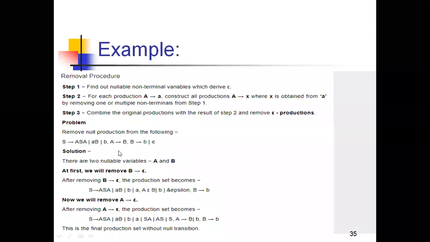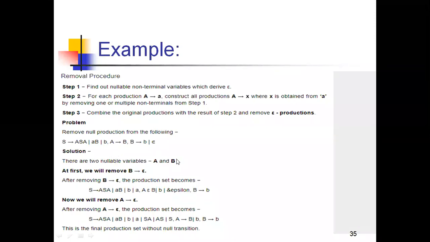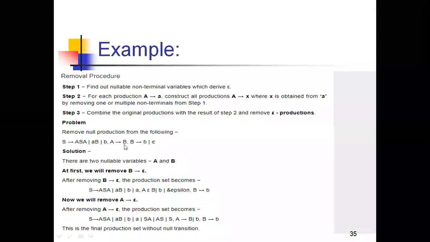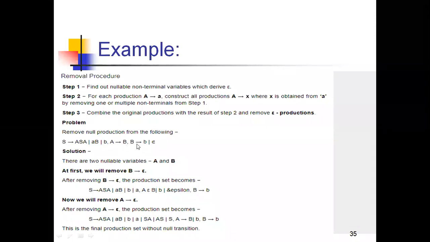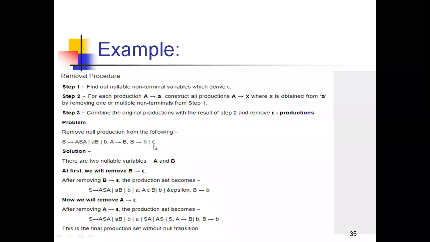So coming to the solution, you need to check where we're having the nullable variables. So there are two nullable variables, A and B. Why A and B? A is deriving B, and B is deriving epsilon. Actually, if you substitute epsilon in the place of this B, then A is also deriving epsilon, right? So that's why we're taking that there are two nullable variables, A and B.